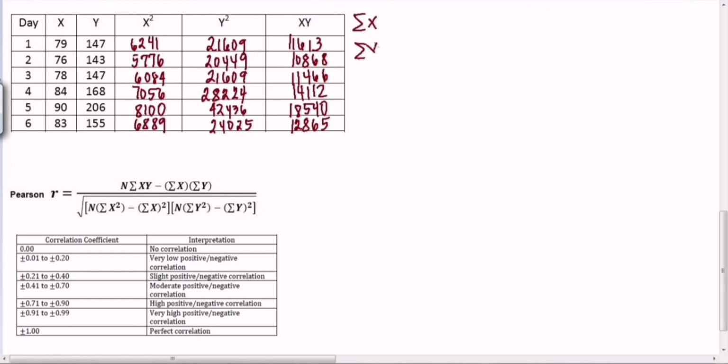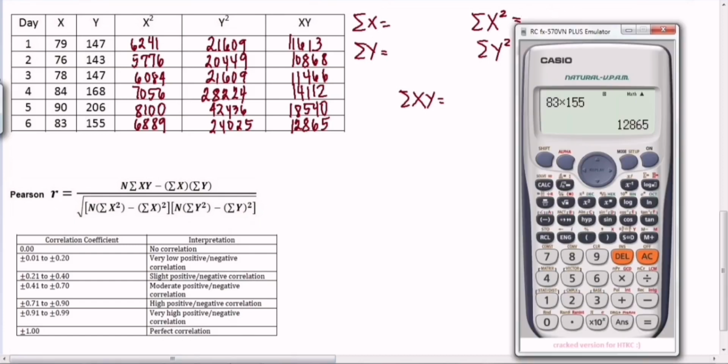And then we have summation of y. And then summation of x squared. And then summation of y squared. Wait, I'll put it here. Here, summation of x squared, summation of y squared. This is the column for that. And then summation of xy, this column. Okay, so we will get all the summations, or basically, you will add all the columns.